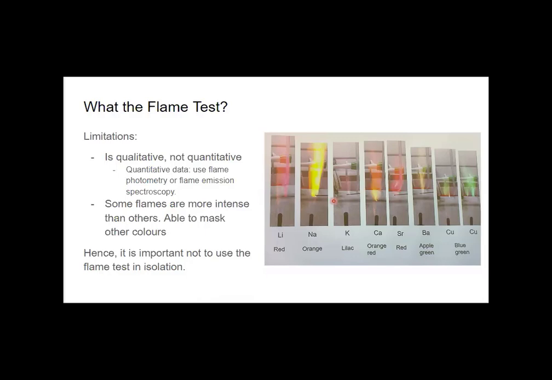Quantitative data can be obtained by the related techniques of flame photometry or flame emission spectroscopy. Some colors of the flames are more intense than others. Sodium's color is more intense than that of potassium. Hence, the flame test should not be used in isolation to confirm the identity of the metal ion in the compound, as the compound might not be pure. This is because some flame colors are so strong that they can mask other colors. If we heat a sample of solid potassium chloride, which will give a lilac flame, and there is a small amount of sodium chloride impurity present, we will see only a yellow flame instead of a lilac one.